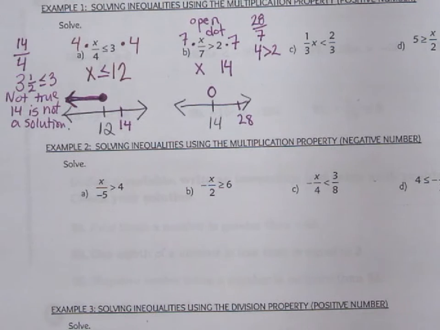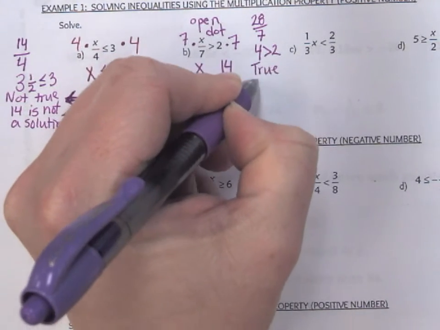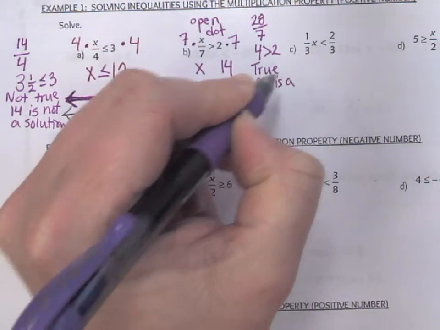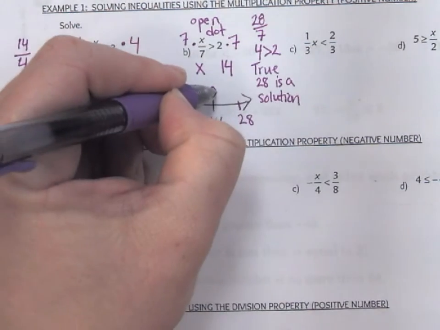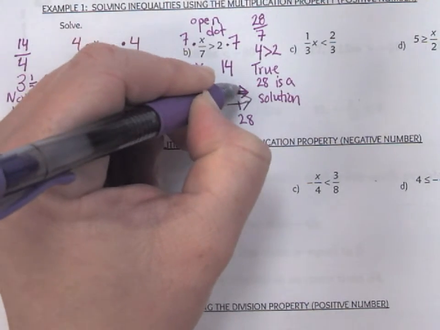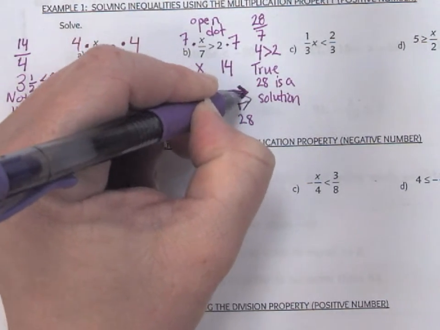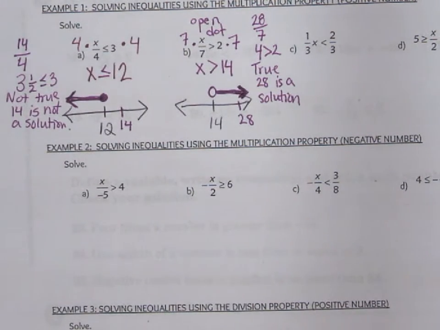Yeah, Josue, go ahead. Yeah. So when we choose a number that's not the end point, is it easier just to do like a multiple of the, like for example here, a multiple of 7? That way it's not a fraction. When you're dealing with division, yes. Now, if you're not sure, you can always just pick any number.